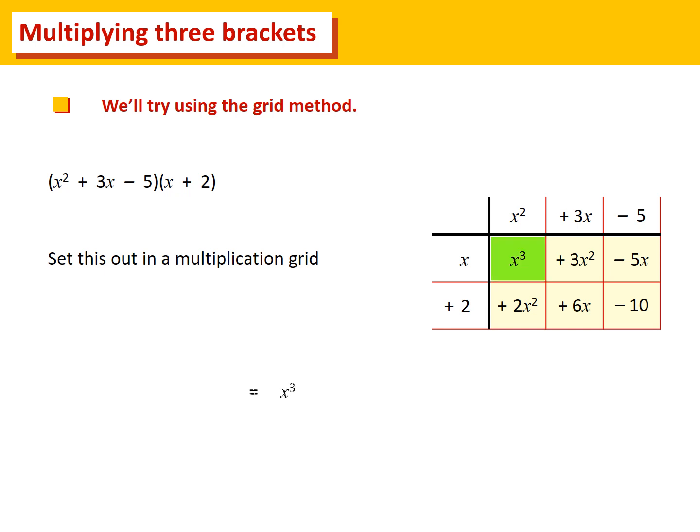The first term is x cubed, that's just on its own. Now we put the x squared terms together, and we're just adding these together because we're adding 3x squared and we're adding 2x squared, so that's the same as adding 5x squared. The x term, we're adding 6x, but we're subtracting 5x, so that's the same as adding 1x. And then finally, on its own, we're subtracting 10. And that will be our final answer from multiplying out those two brackets.